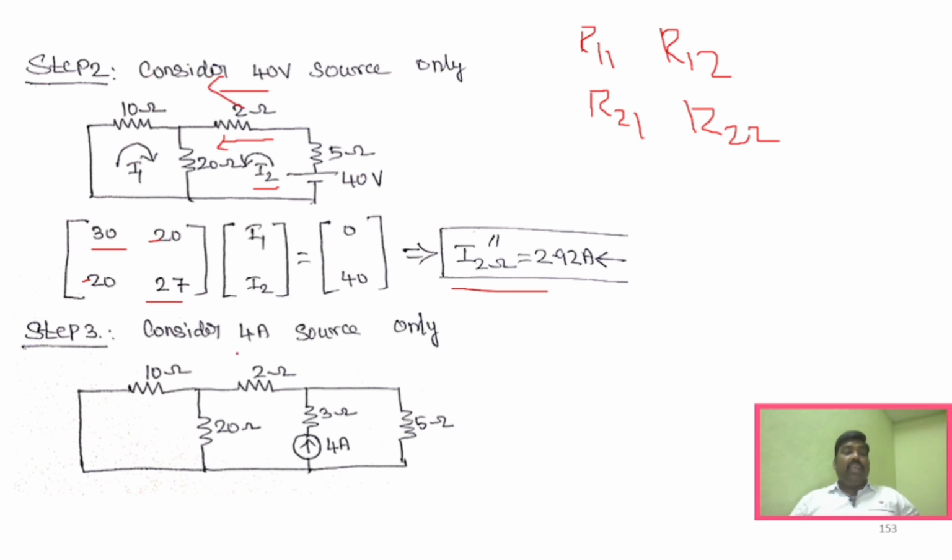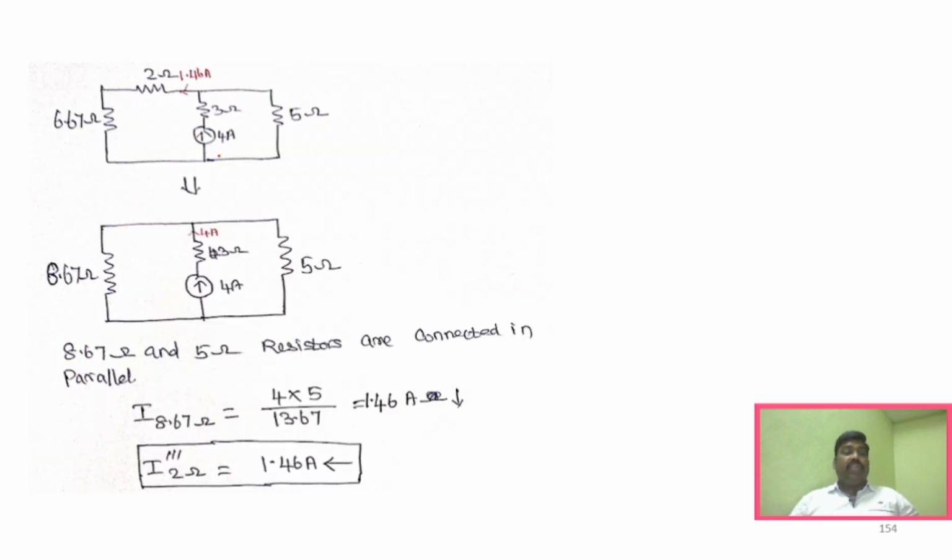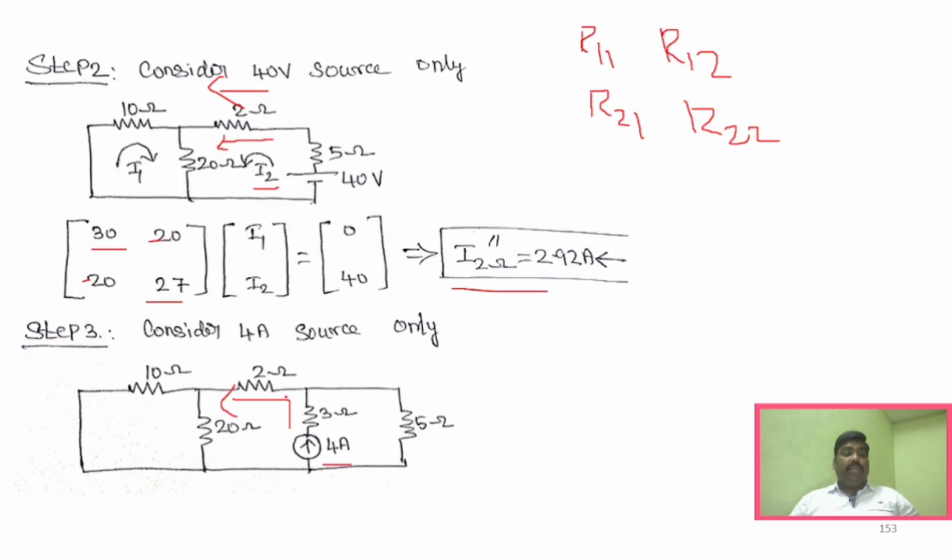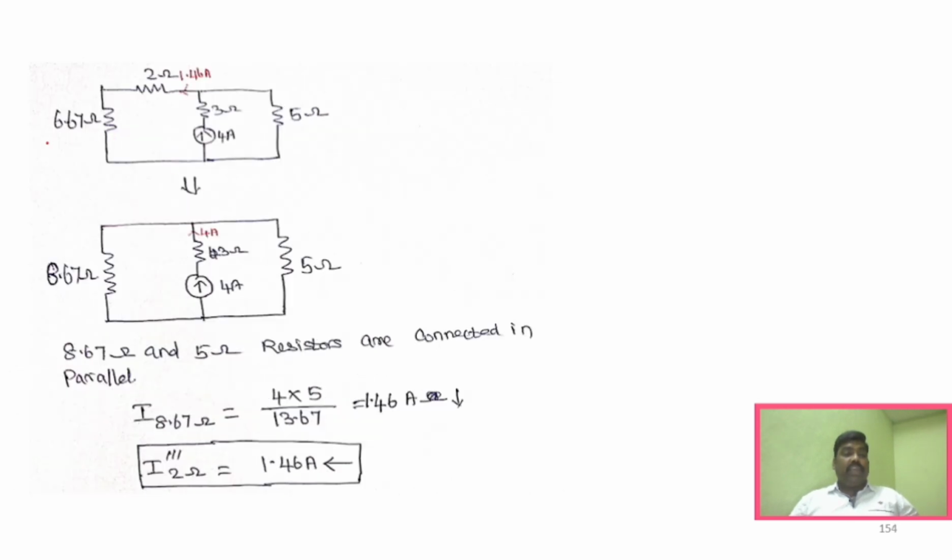And similarly, now we are going to take only this current source, where the current also flows in this direction across the 2 ohm, right? And again, you have to simplify that. How will you simplify it? You can see here, these two become parallel, right? And if you simplify that, you'll get 6.67. And this will become series, where you can see this becomes 8.67.